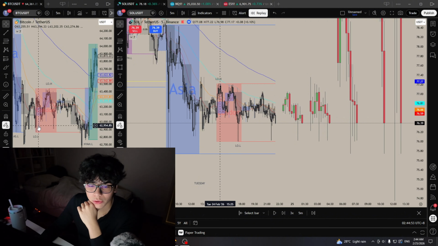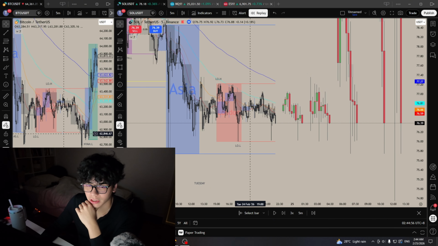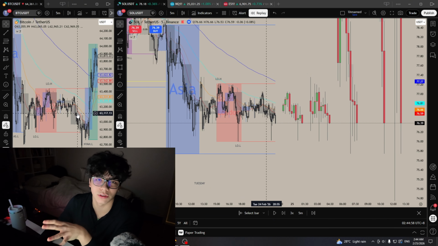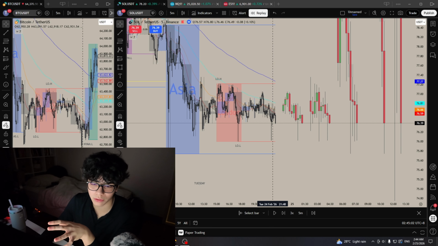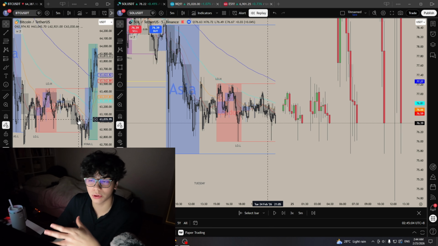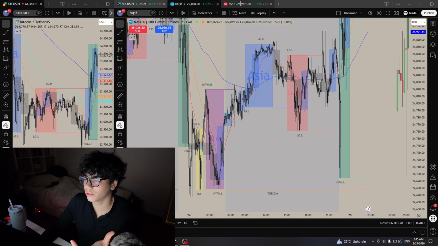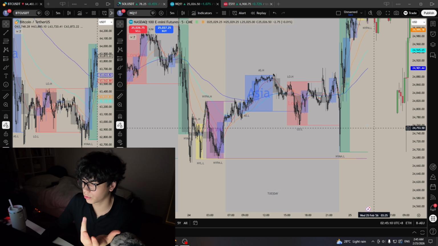Now, I will urge that we do have an SMT with the lows here, with London and Asia getting taken out on Bitcoin, which already sets the tone that you should already be looking for buys. Ideally, we have an SMT, meaning we have a liquidity sweep on a much larger token, aka Bitcoin, so we use this for correlation, just like how I'd use ES and NQ for day trading futures on NASDAQ.